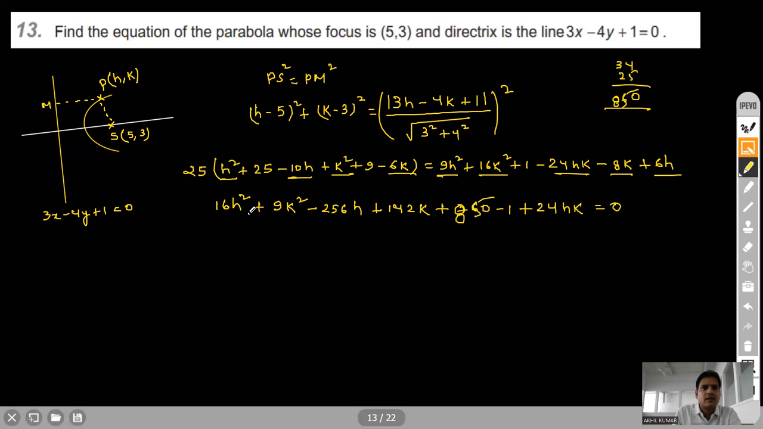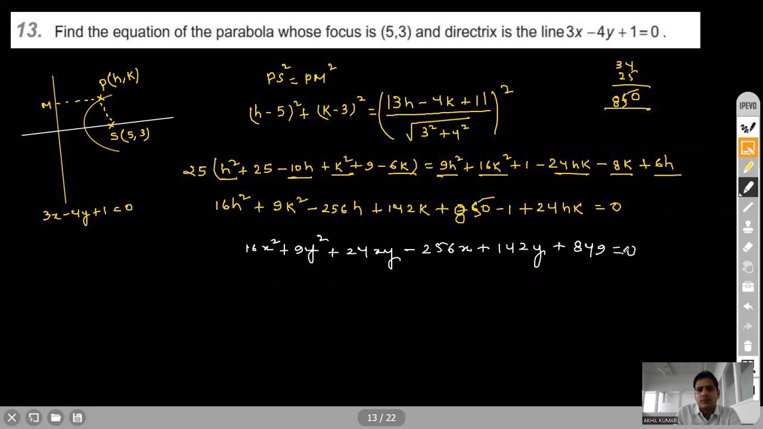So now what we will do, we will replace h and k by x and y. So it will become 16x square plus 9y square, and take this thing, 24xy, then minus 256x plus 142y, and this 850 minus 1, that is 849, is equal to 0. So this will be our answer. This will be the required equation of the parabola. So hope this is clear to all.